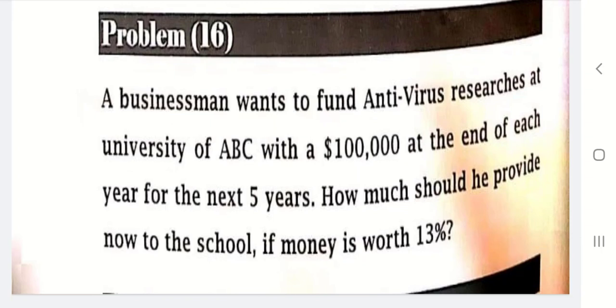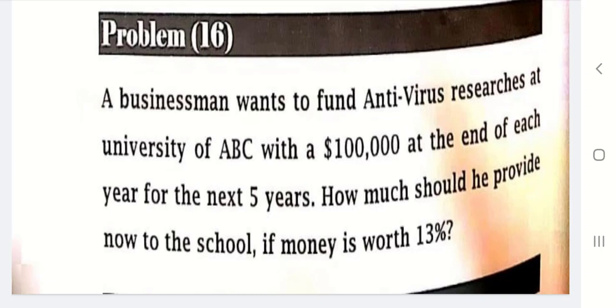Problem number 16. A businessman wants to fund antivirus research at the University of ABC with $100,000 at the end of each year for the next 5 years. How much should he provide now to the university if money is worth 13%? In this example, the present value will be paid now to get $100,000 every year for 5 years.